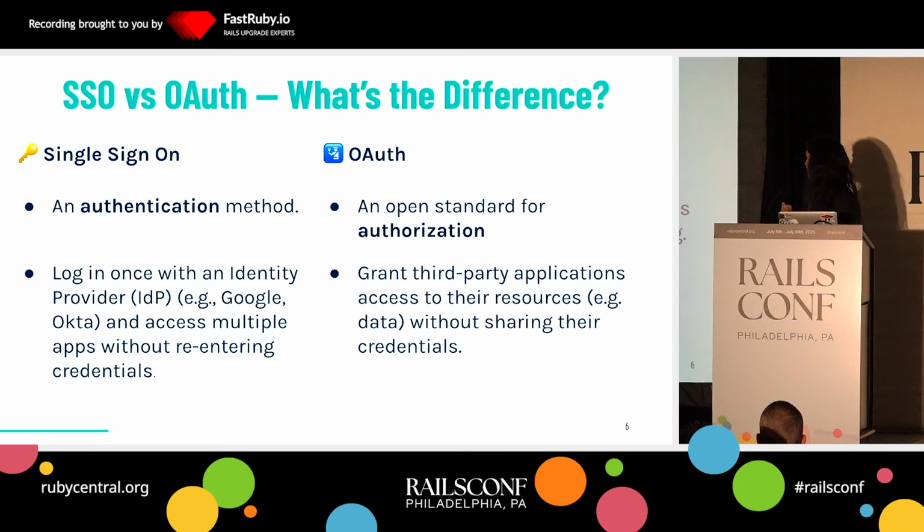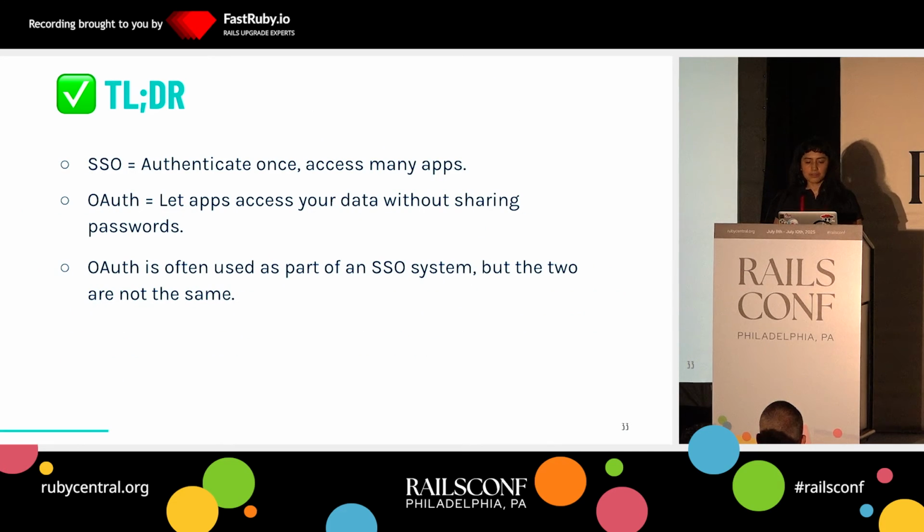So it grants third-party applications access to your resources, like your data, your email, your calendar, whatever you want to share, without sharing your password. So yeah, SSO is an authentication method, and OAuth is an authorization protocol. And they usually come together. OAuth is often used as a part of an SSO system, but the two are not the same.